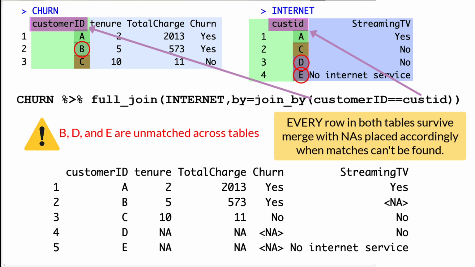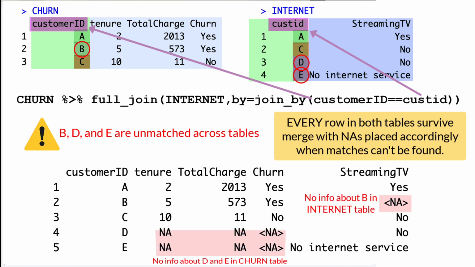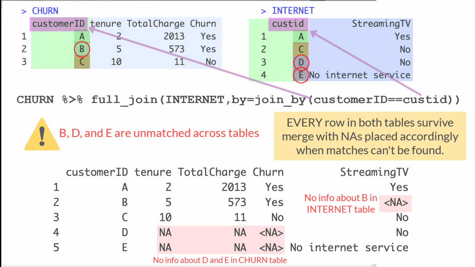So you'll notice that we have information on A, B, C, D, and E. Those are all the customers across both tables that we observed. Now, we didn't have information about customer B in the internet table, so streaming TV is NA for them. And likewise, we didn't have information on customers D and E in the internet table, so we have NAs for their tenure and total charge and churn.